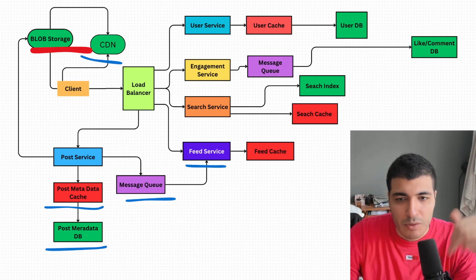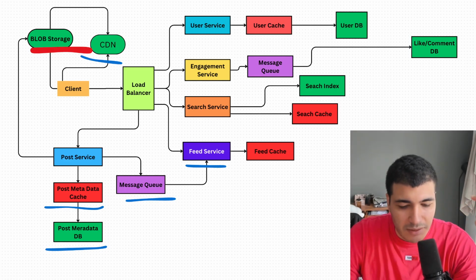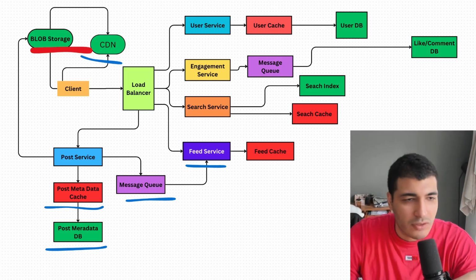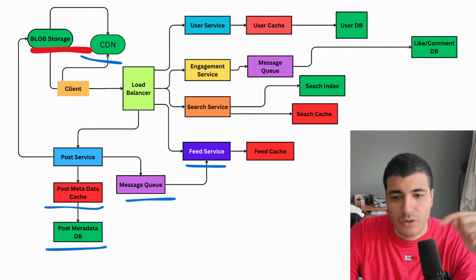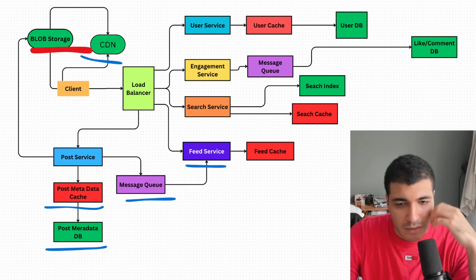The feed service is responsible for generating and serving user feeds, like homepage content. Basically, it pulls post data from the post metadata cache and post metadata DB. It uses a feed cache to store a personalized feed per user. Its workflow is pretty easy. User A follows user B. User B posts something. The post service will send it to the queue, and the feed service will pull this update from the queue and show it in the feed.